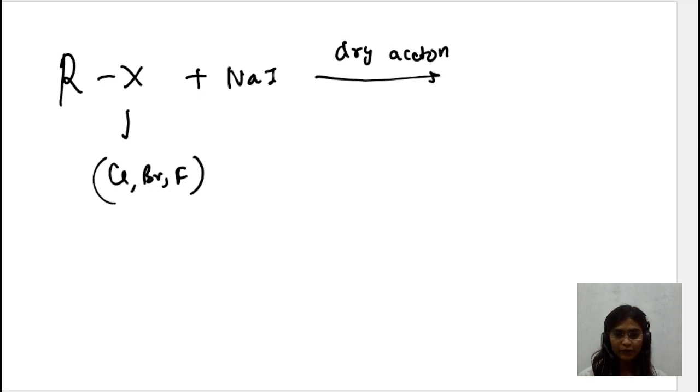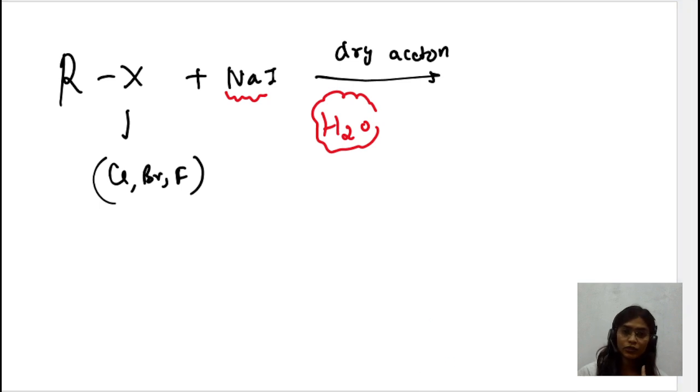Okay, so let's continue. What we're discussing here is why we are using dry acetone in this reaction. The answer is very simple: because here we are having sodium, and you know very well that sodium has a highly explosive reaction with water. That's why we have to avoid the use of water. Only dry acetone we are going to use.